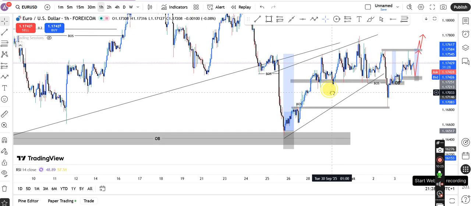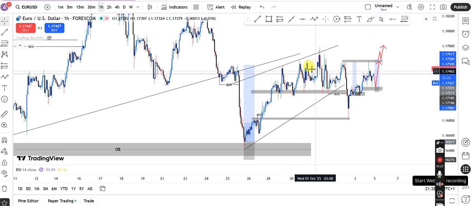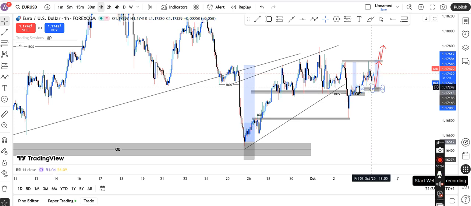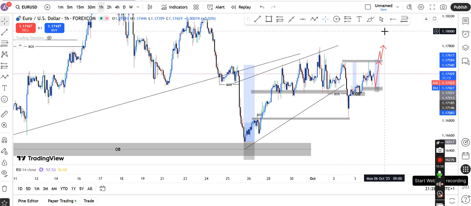Okay, so basically that's the approach. Now the market is still consolidating, but you might take opportunities for the buys here, and then allow it maybe to break this track and then look for more opportunities to buy.